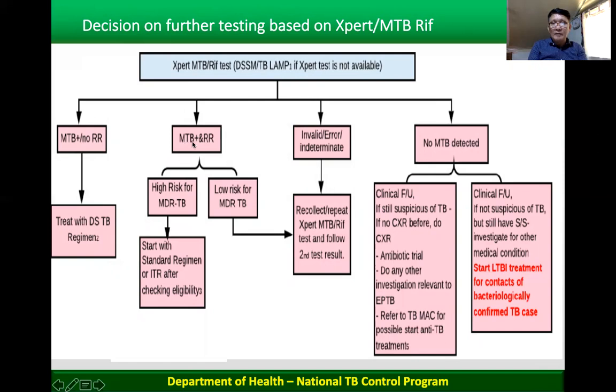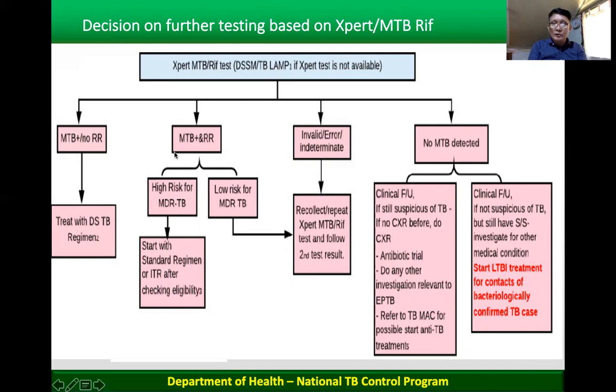Now, if you have MTB detected at the same time rifampicin resistance detected, you have to determine if your patient is a high risk for DRTB. You know already who are the high risk for DRTB. Example for this are those with previous treatment, okay? Those having contact with an MDR patient. It's a high risk group. Now, once you identify them as high risk for DRTB, immediately you can start with the standard regimen or individualized treatment regimen after checking eligibilities.